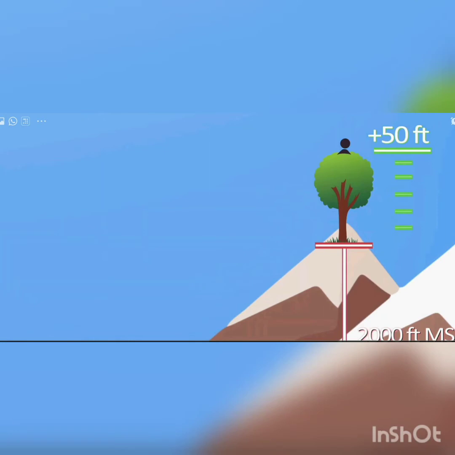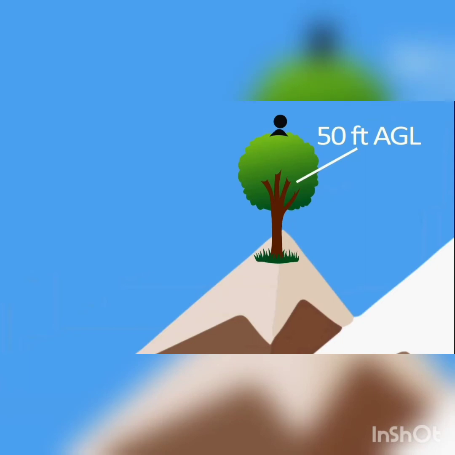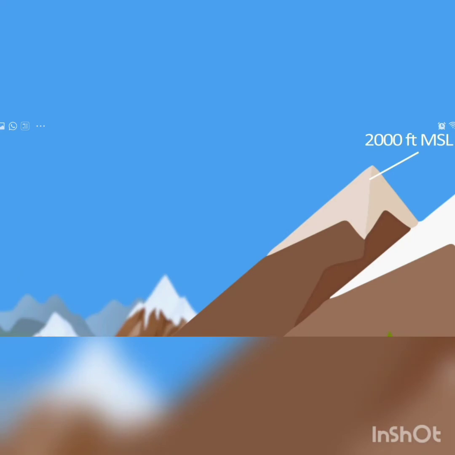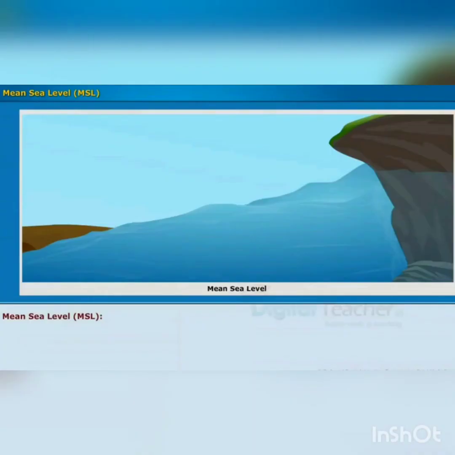Because the water in the sea doesn't stand still, it keeps on moving. It may rise and it may lower down according to the gravitational pull of the moon. Due to the gravitational pull of the moon and also the gravity of earth, tides are caused. How tides are caused, there is one more video that will make it a little clearer. But here we are only seeing how to calculate the MSL. Now look here again. From the sea level till 2050 feet, it is the MSL, and beyond that whatever you are calculating is the AGL.